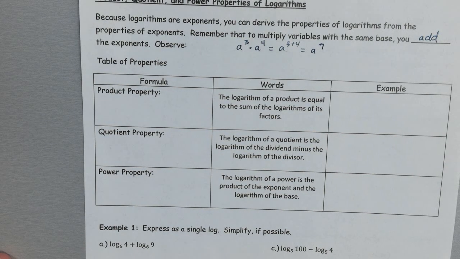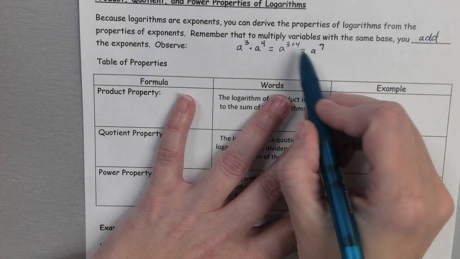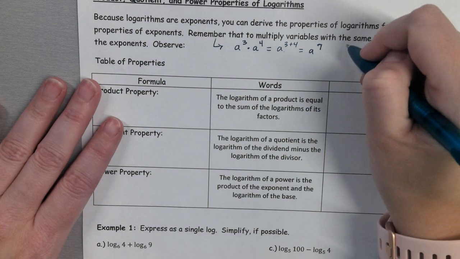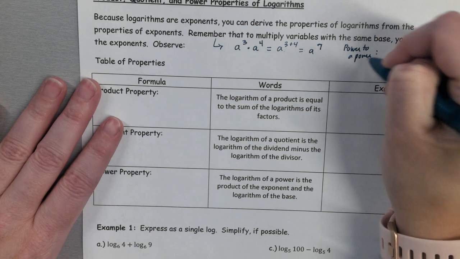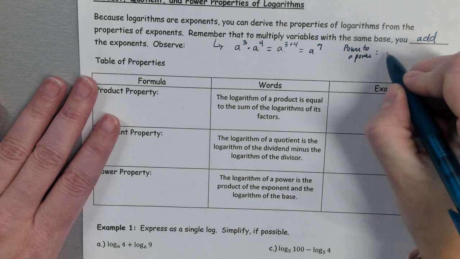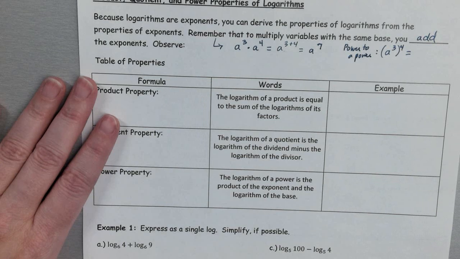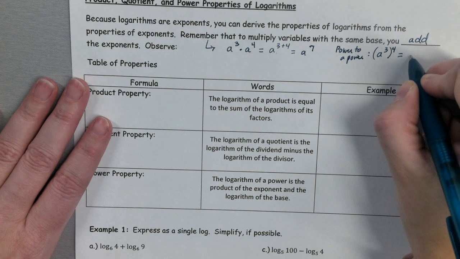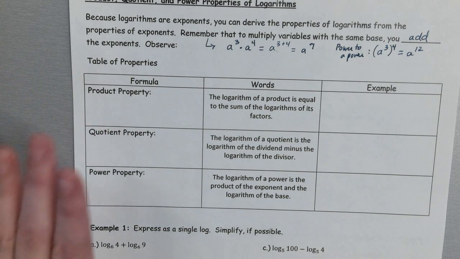Okay, let's also look at what happens when you do a power to a power. Sometimes these get confused for each other, which is why I want to show you this. This would be a cubed to the fourth. Do you guys remember what you do to exponents then? Yeah, that's when you multiply. So that would be a to the 12th. So we're going to use both of those today.